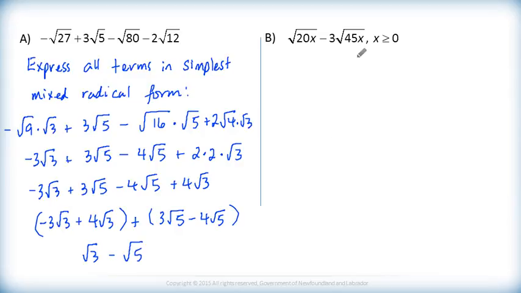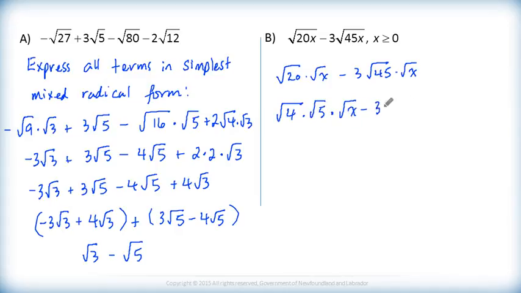For the next one, we have some variables involved here. We'll do some separation. First of all, we have root of 20 times the root of x minus 3 times root 45 times root of x. The restriction, you'll notice, is already taken care of for us. The largest perfect square that will go into the square root of 20 is square root of 4. So we have root of 4 times root of 5 times the root of x minus 3 times the square root of 9, the largest perfect square that goes into the square root of 45. And we have root 5 there times root of x.